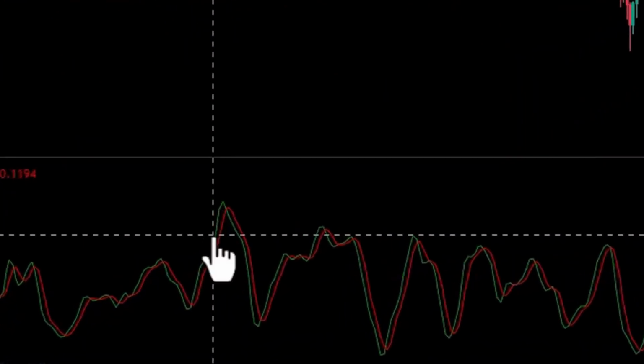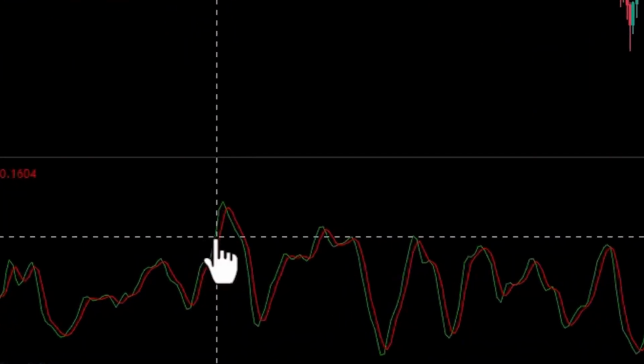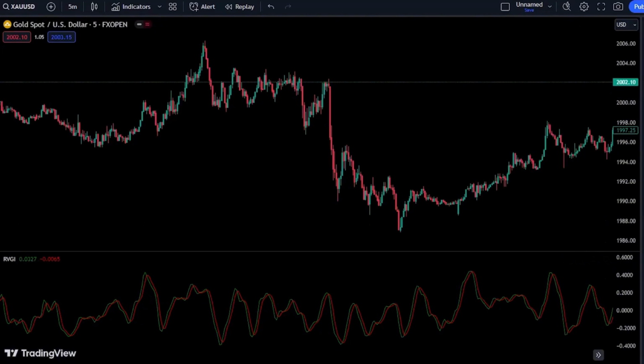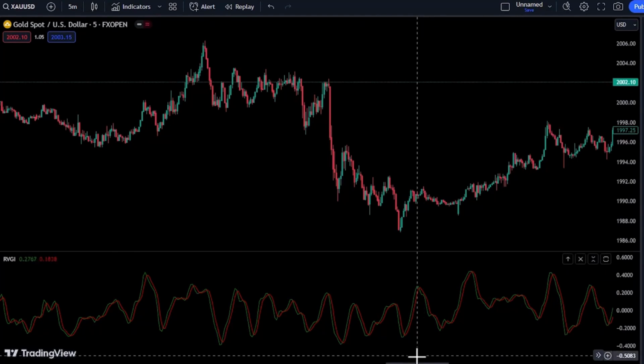The green line is the RVI, referred to as the RVI line, and the red line is considered the signal line for us. If we want to use the RVI alone, we might be able to achieve accuracy rates of around 40 to 60%.